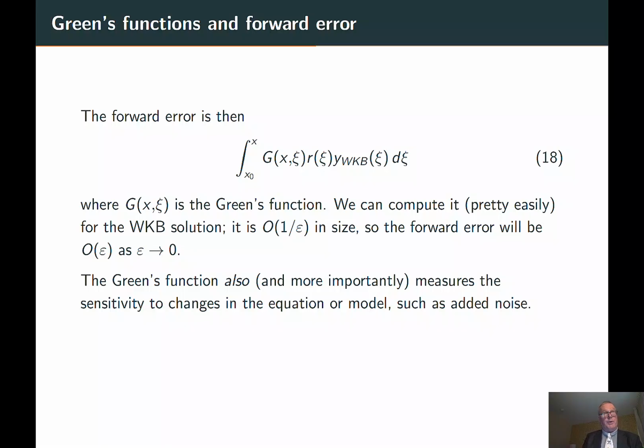And so if you force your Schrodinger equation with noise that's small, it's going to be amplified by a factor of 1 over epsilon. And that's useful to know.